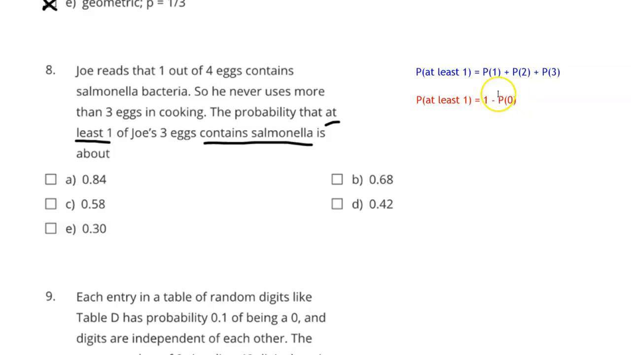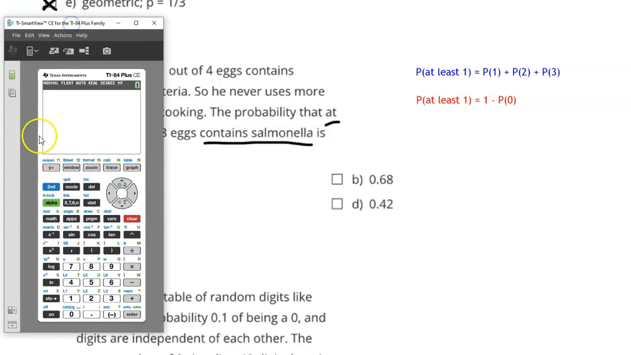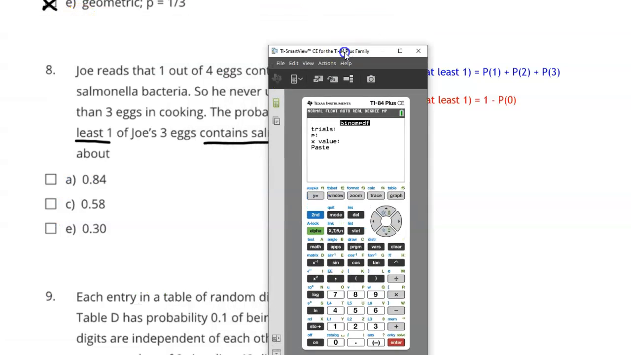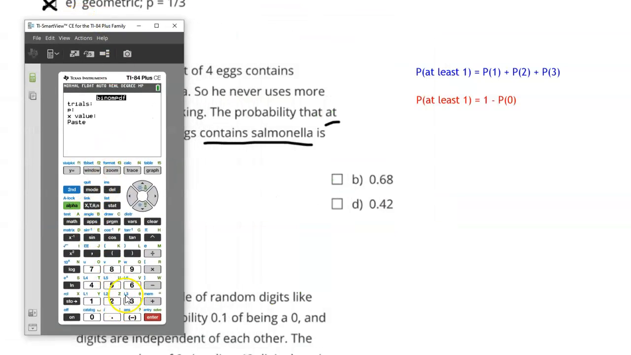So I think I'd prefer to do this one because it prevents me from having to do all those multiple calculations. So I can do this on my calculator. And you'll recall in the calculator we use a function called binomial PDF for binomial probability. So we scroll down to where it says binomial probability. And it takes a couple of arguments. Trials is, in this case, the number of eggs he's picking. He's picking 3 eggs. So n is equal to 3. The probability of success, or in other words, finding a salmonella egg, is 1 out of 4. You could also put 0.25. The x value, in this case, I'm trying to find the probability of 0, so I'm going to put 0. And then let's figure it out.